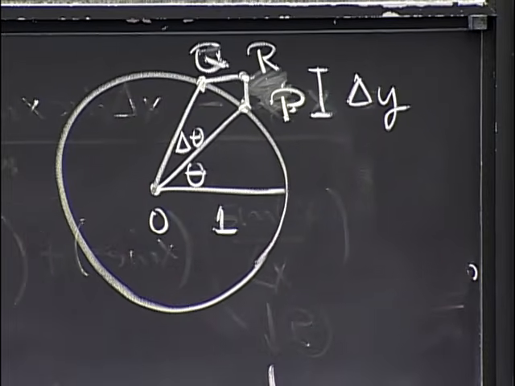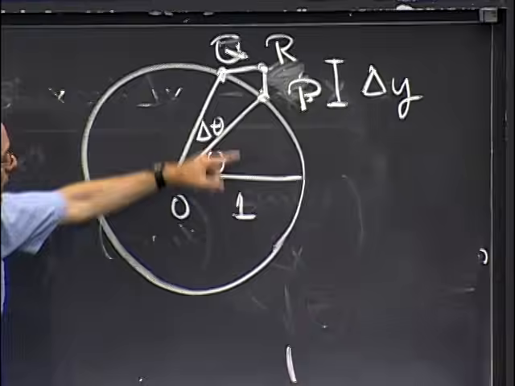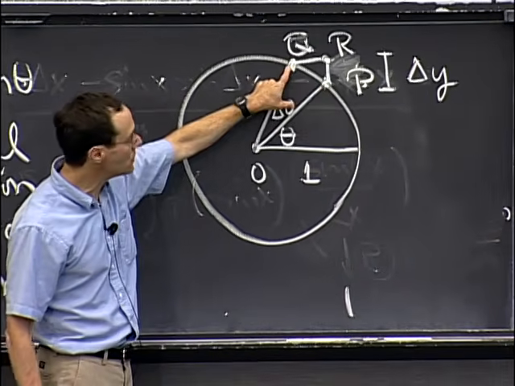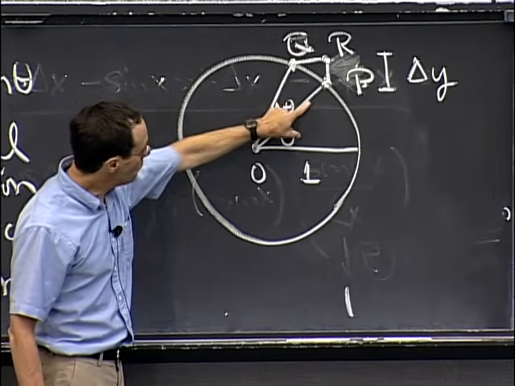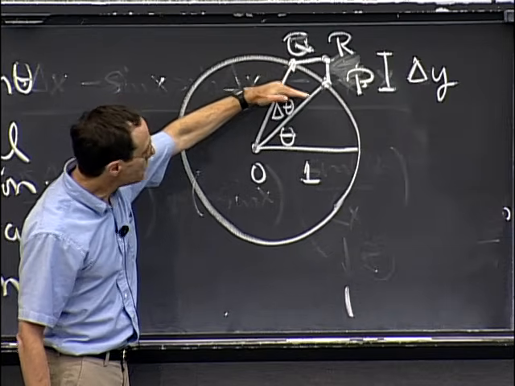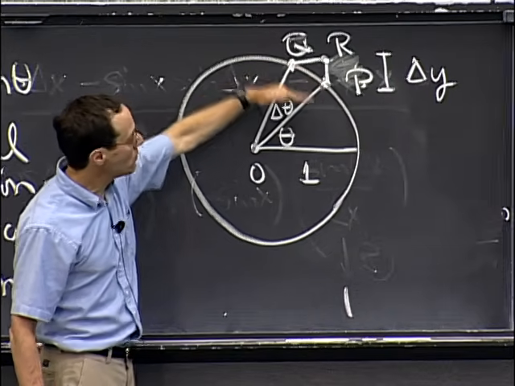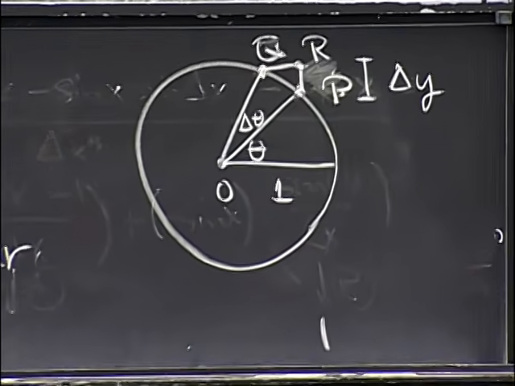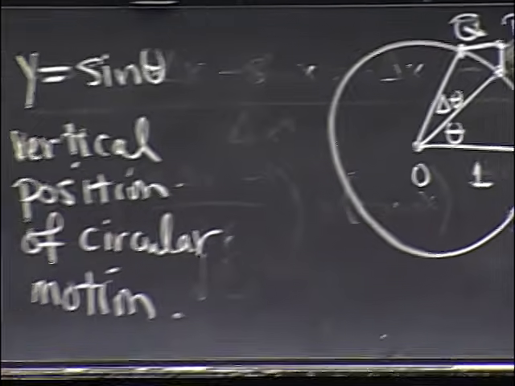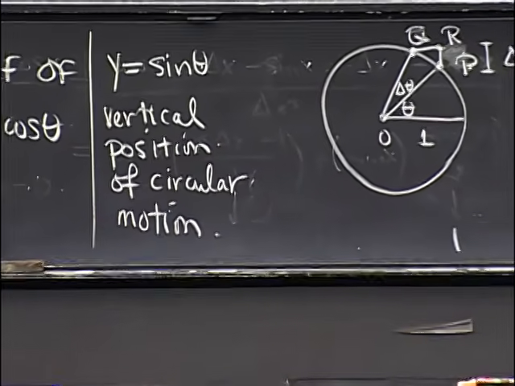All right, so the picture is we have a point moving around a unit circle. It starts at P, it moves to Q. It moves from angle theta to angle theta plus delta theta. And the issue is, how much does y move? The formula for y is sine theta, so that's telling us the rate of change of sine theta.